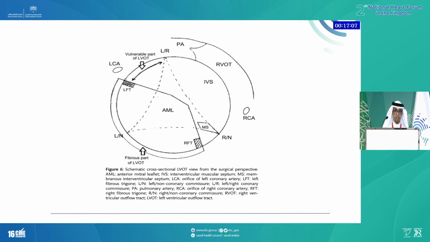But the worst is if the annular rupture happens in the vulnerable part of the LVOT, which is between the commissure of the left and right and the mid of the left coronary cusp.